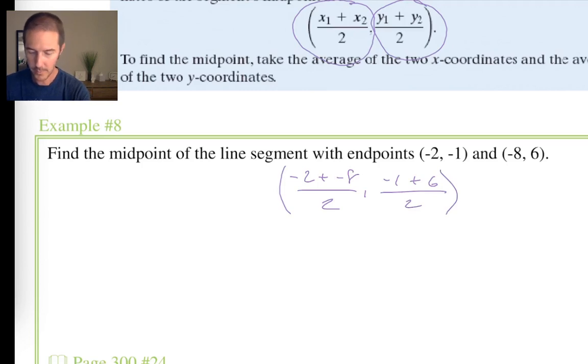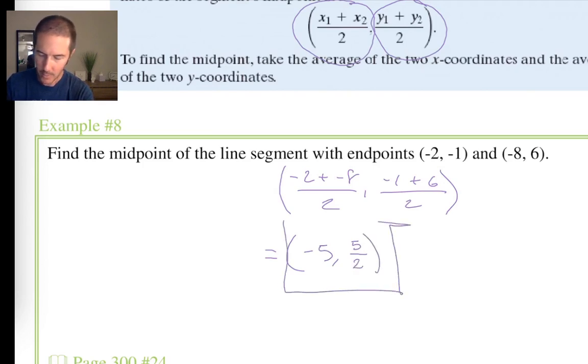Those are the coordinates of the midpoint. All we have to do is clean it up. -2 minus 8 is -10 divided by 2 is -5. -1 plus 6 is 5 divided by 2. We can't simplify that, so you've got a y value that's an improper fraction, 5/2.